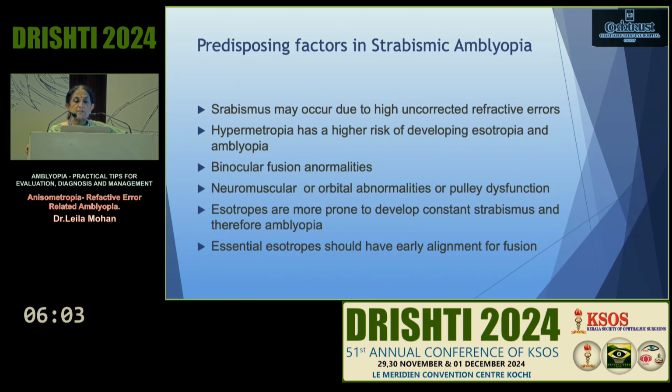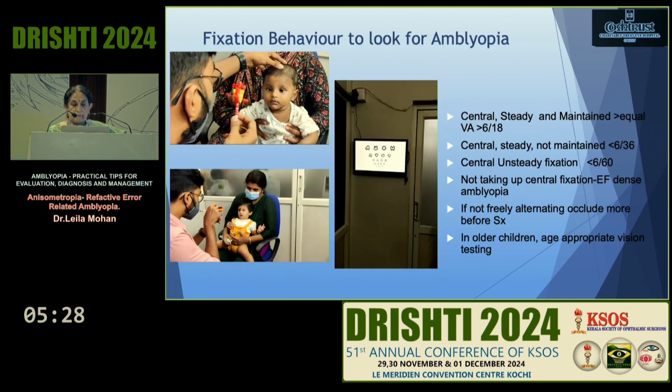Some predisposing factors in strabismic amblyopia. Strabismus may occur due to high uncorrected refractive errors. Hypermetropia has a higher risk of developing esotropia and amblyopia. Binocular fusion anomalies can produce strabismic amblyopia. Neuromuscular or orbital anomalies or pulley dysfunction can predispose to strabismus and amblyopia in those who are predisposed. Esotropes are more prone to develop constant strabismus and therefore amblyopia. Essential esotropes should have early alignment for fusion, otherwise they will go for amblyopia.